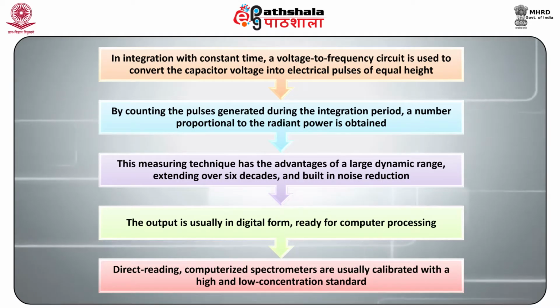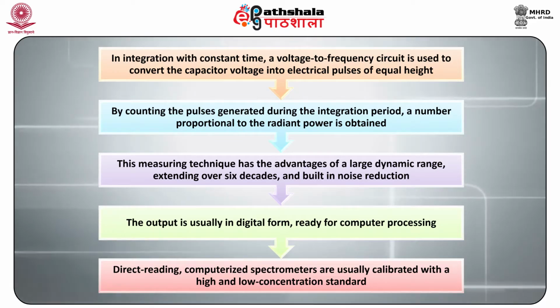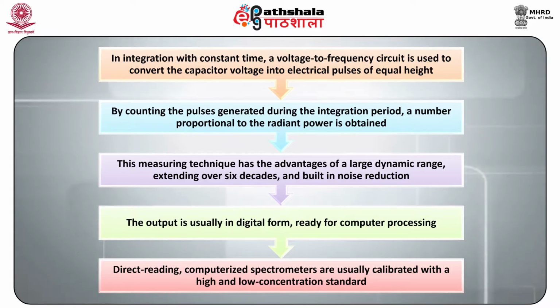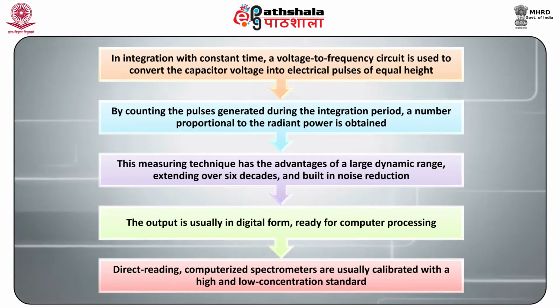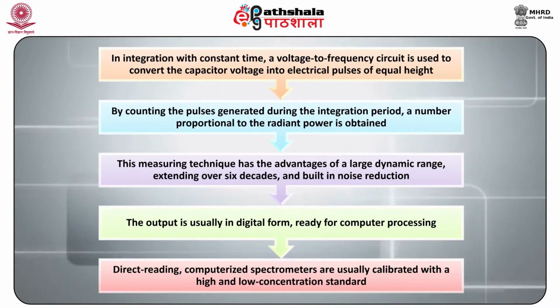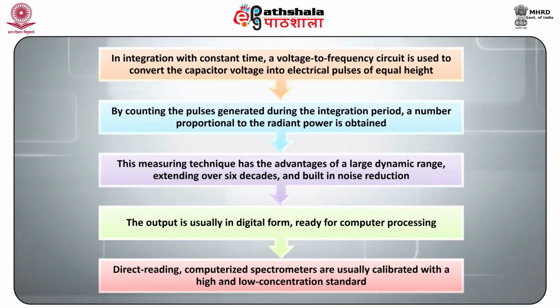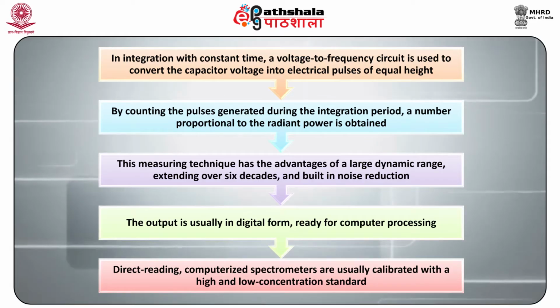In integration with a constant time, a voltage-to-frequency circuit is used to convert the capacitor voltage into electrical pulses of equal height. By counting the pulses generated during the integration period, a number proportional to the radiant power is obtained. This measuring technique has the advantages of a wide dynamic range, extending over 6 decades, and built-in noise reduction. The output is usually in digital form, ready for computer processing. Direct reading, computerized spectrometers are usually calibrated with high and low concentration standards.